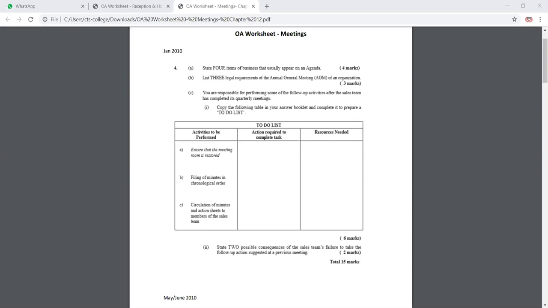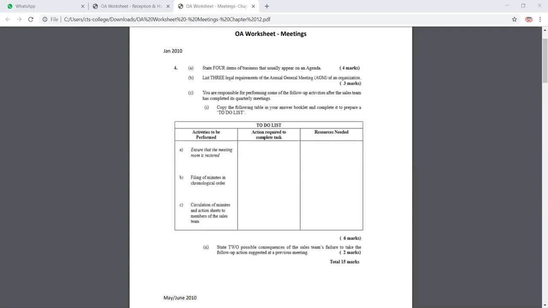Yeah, miss. And we're going to look at the other column now, which is resources needed. So let's just say that the secretary does this in Microsoft Word. What resources would the secretary need in order to circulate the minutes and the action sheet? If I have a file on Microsoft Word and I want to send it out to you guys, what would be the easiest way for you all to get it? Email. Very good. Who said that? Shavin, you? Yes.